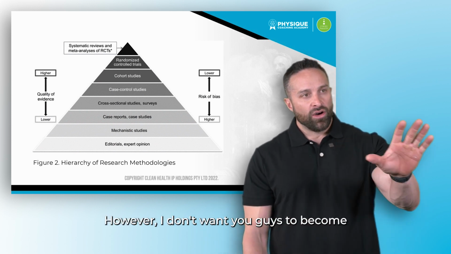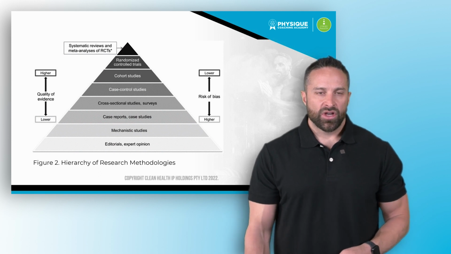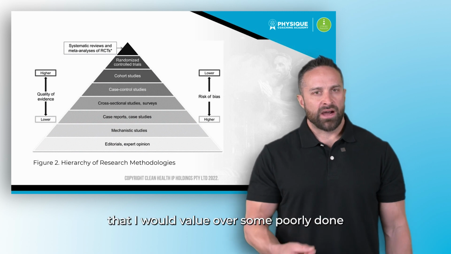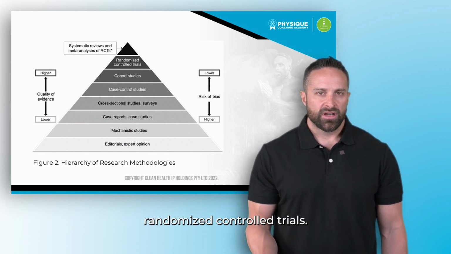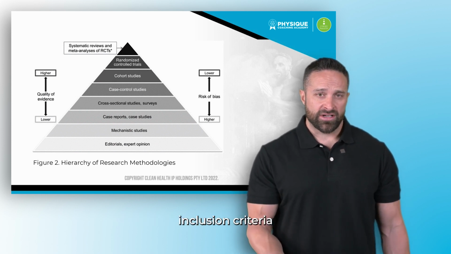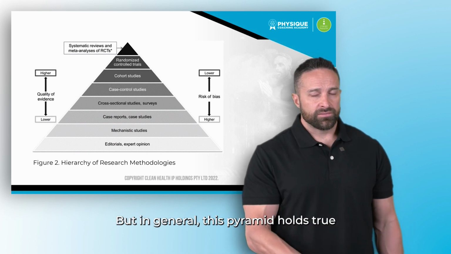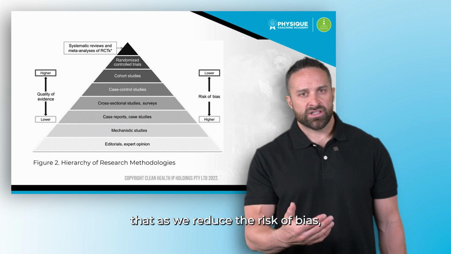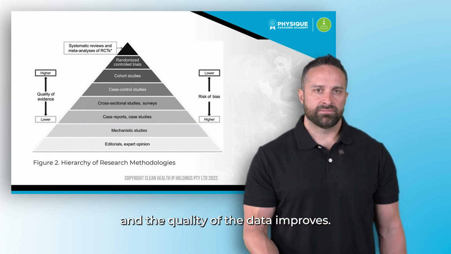However, I don't want you guys to become dogmatic about this pyramid. Certainly, there are some really well done cohort studies that I would value over some poorly done randomized control trials. I've seen meta-analyses that have poor inclusion criteria for the conclusions that were drawn. But in general, this pyramid holds true that as we reduce the risk of bias, the quality of the information and the quality of the data improves.